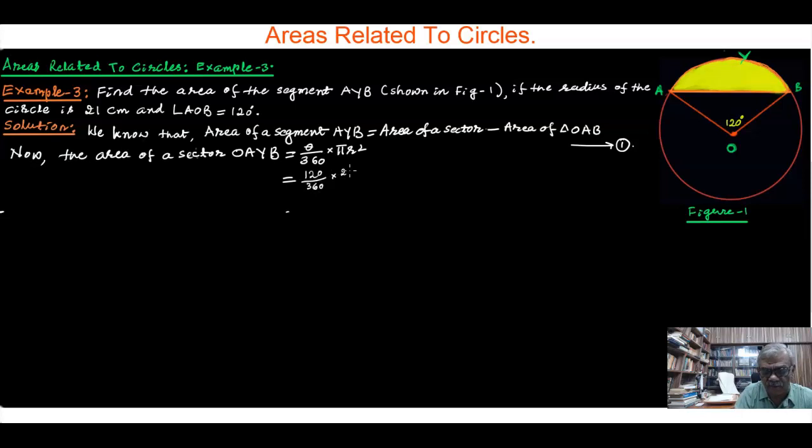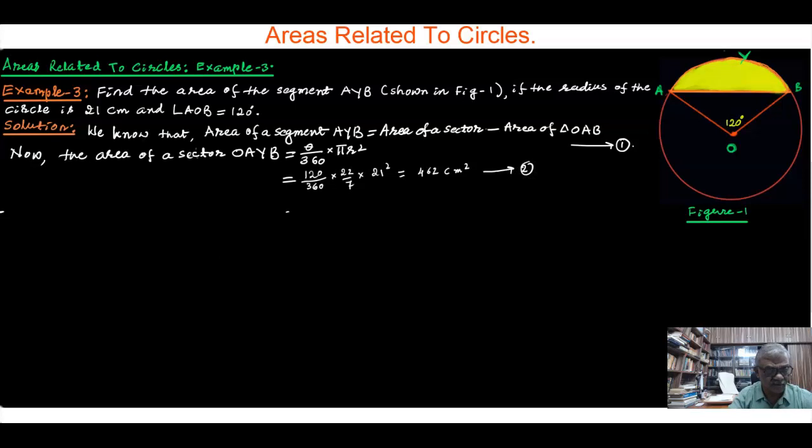Pi I am going to take as 22 by 7, into radius 21 centimeter, 21 square. That is going to be 462 square centimeter. After simplification, you will get this value. And let me call this 2.